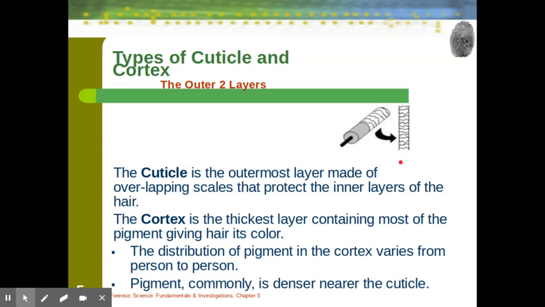So the cuticle is the outermost layer. It's got like these overlapping scales, and it protects the inner part. The cortex, that's the thickest part. That's where the pigment's going to be. So if you have red hair, this will be reddish, depending on what color your hair is. And pigment commonly is denser near the cuticle, at least in humans.